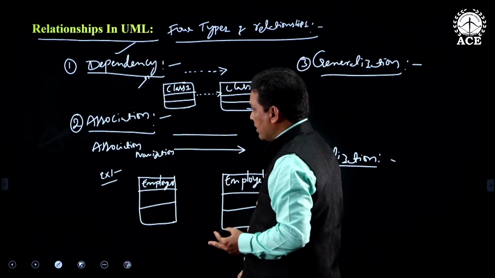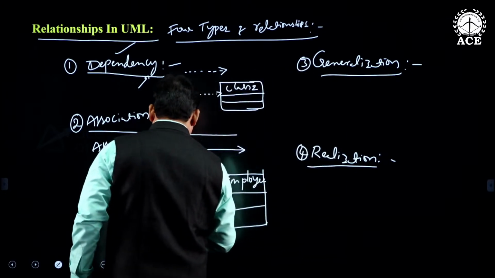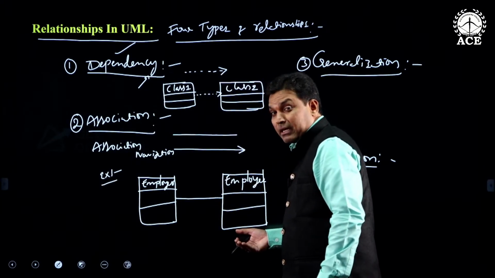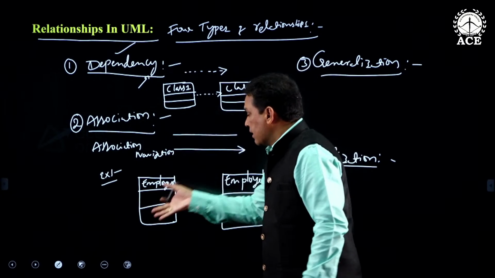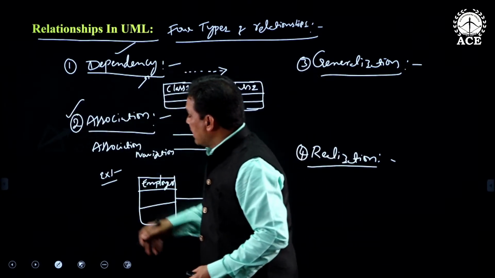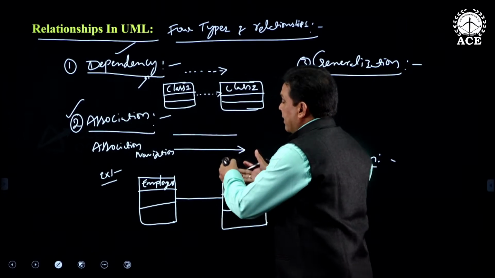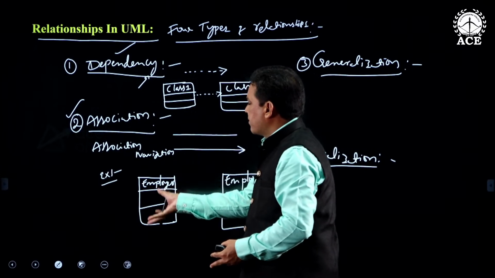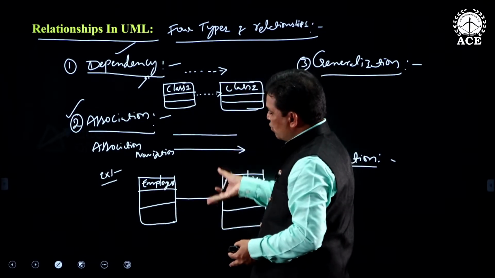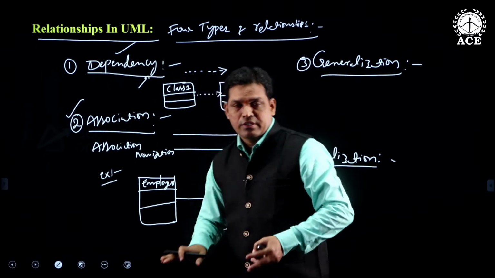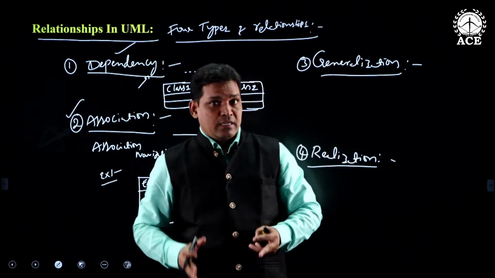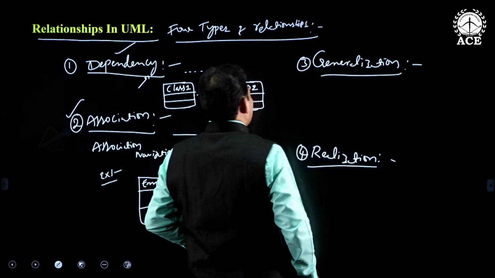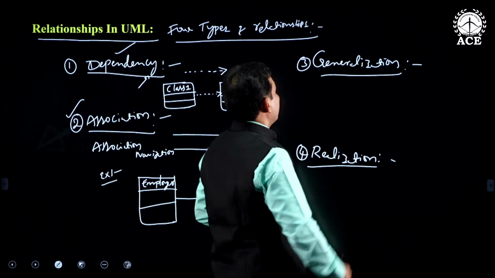What is the relationship which is suitable here? Association, which is a two-way dependency. The employer class is depending on the employee, and at the same time the employee is also depending on the employer. That's why the association relationship is best suited to model this simple software system, which consists of the employer and employee classes. That is the situation where, as a designer, you have to use the association relationship. Coming to the next, third relationship in UML, that is generalization.